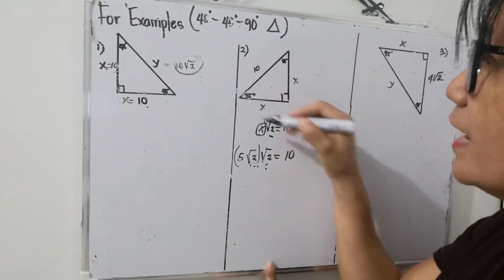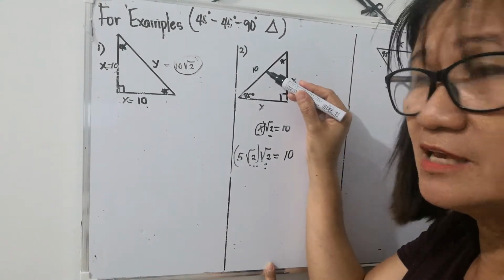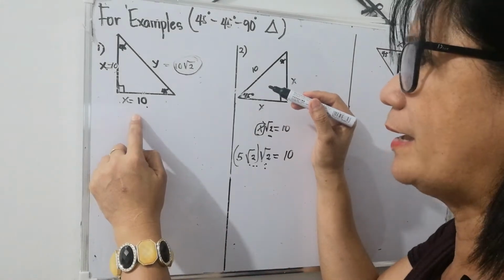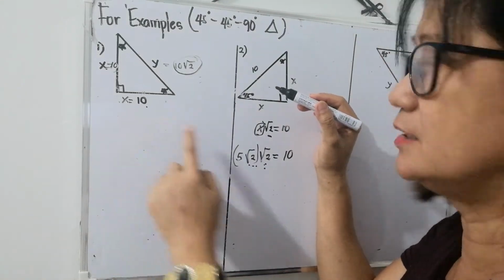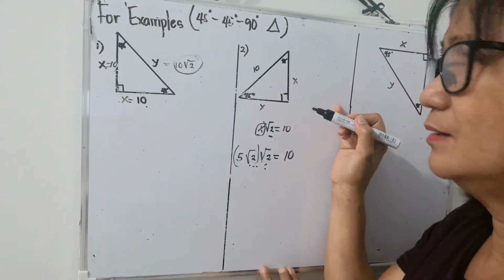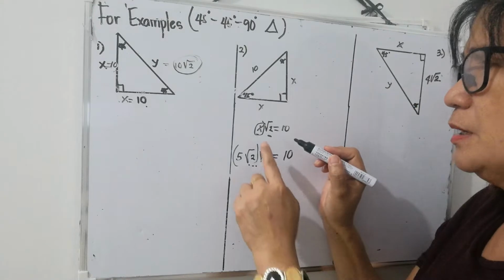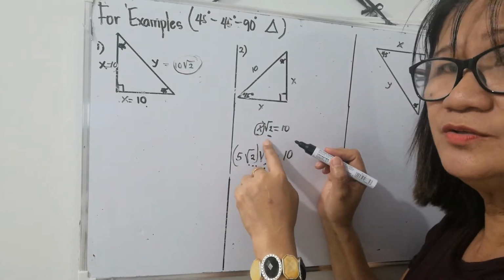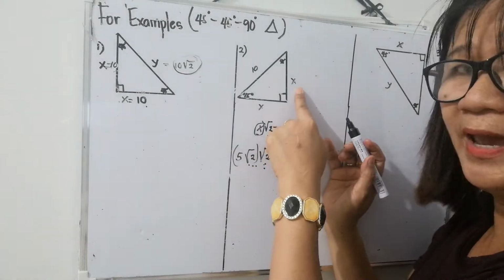Uulitin natin. This time, the hypotenuse is given. Dito yung binigay kong example ay given yung leg. Dito naman hypotenuse. So, how do you find the leg? Okay? So, again, x times the square root of 2 will give us 10. Ano kaya yung x?